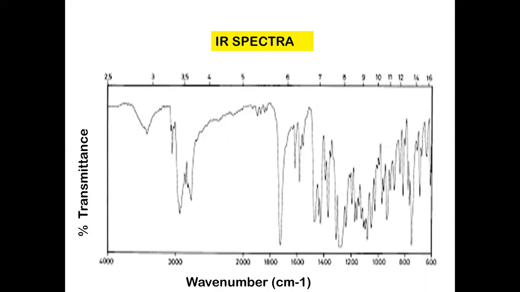All right, so this region we call the fingerprint region. It is looking very complex, and this particular region is the group frequency region. So we use this for confirming the presence of certain functional groups, while this particular region is used for fingerprint matching. This is beyond the scope of interpretation for humans, because the spectra is very complex, so you have to take the help of a computer.